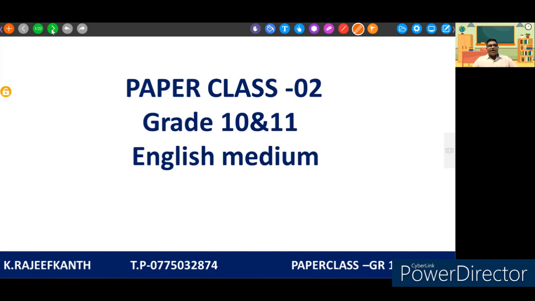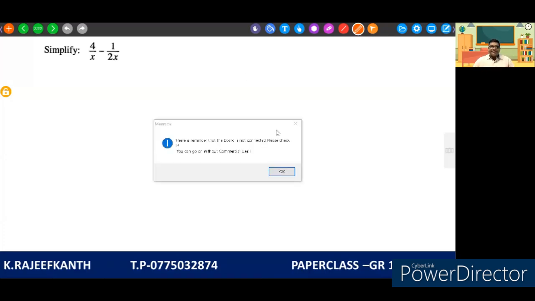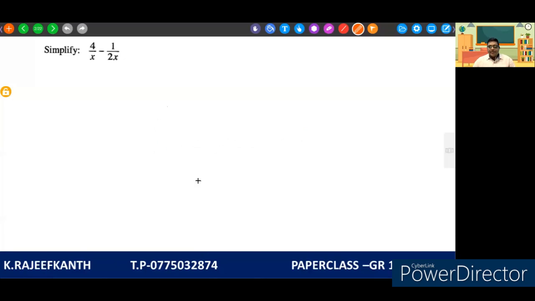Here, this is the first one. Simplify 4 over x minus 1 over 2x. You can answer this question within 15 seconds. Right. Here, this is an algebraic fraction.